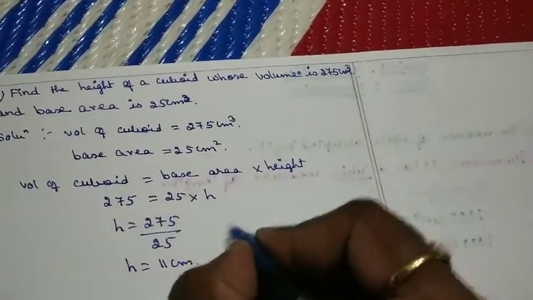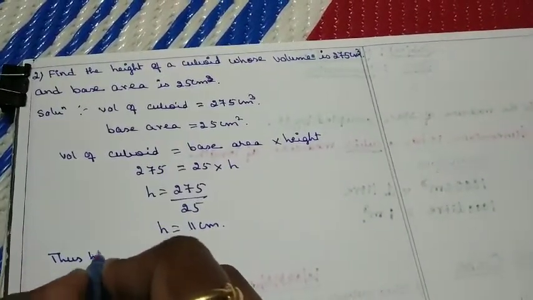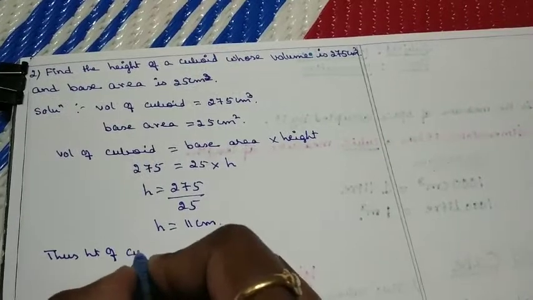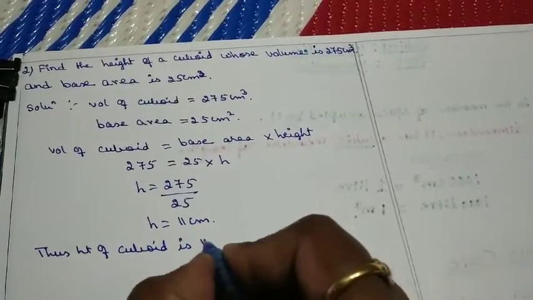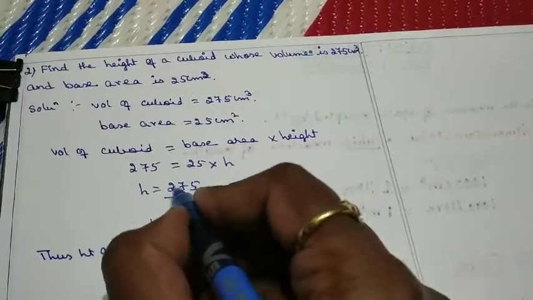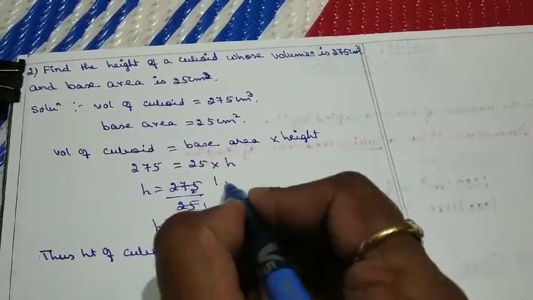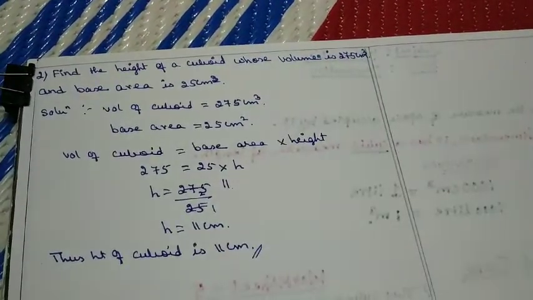Thus, in the conclusion you can write, thus the height of cuboid is 11 centimeter, because 25 ones are 25, 25 ones are 25, 2 remains, 25 ones are 25. Thus the height of cuboid is 11 centimeter.